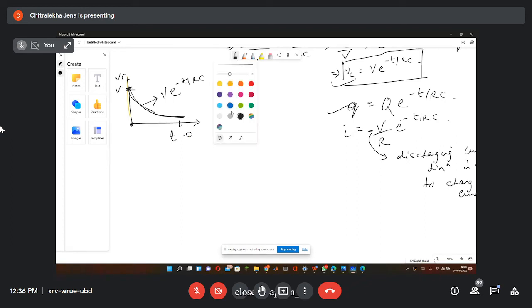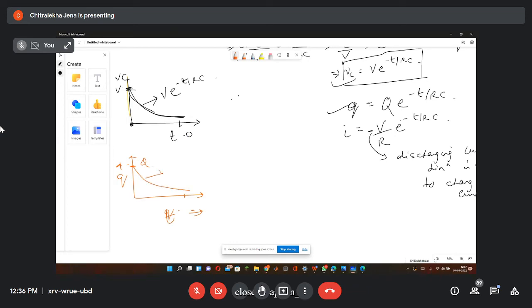Okay, fundamentally you are clear. Very good. So now coming to the charge. Here you take time on the axis, and this one is your Q. Initially the charge is the maximum, finally the charge is equal to how much? 0. Now it will fall like this. So Q is equal to capital Q e to the power minus t by RC. Am I clear to all of you?